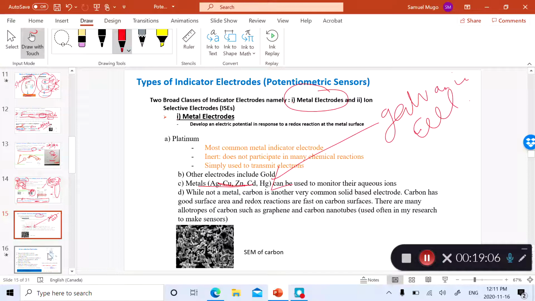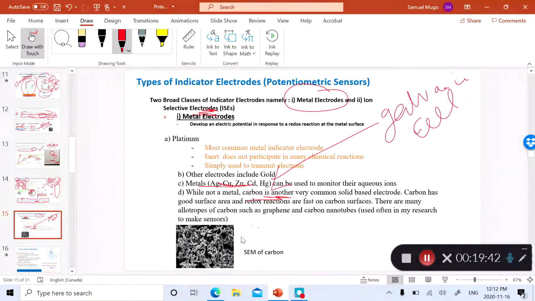But when you're using non-classical potentiometry, often we use another type of electrode system called ion selective electrodes. And by the way, maybe I backtrack a little bit. For the metal electrodes or the solid electrodes, other than the metals, you can also use carbon. Carbon is another very common type of electrode that is used when you're doing potentiometry.